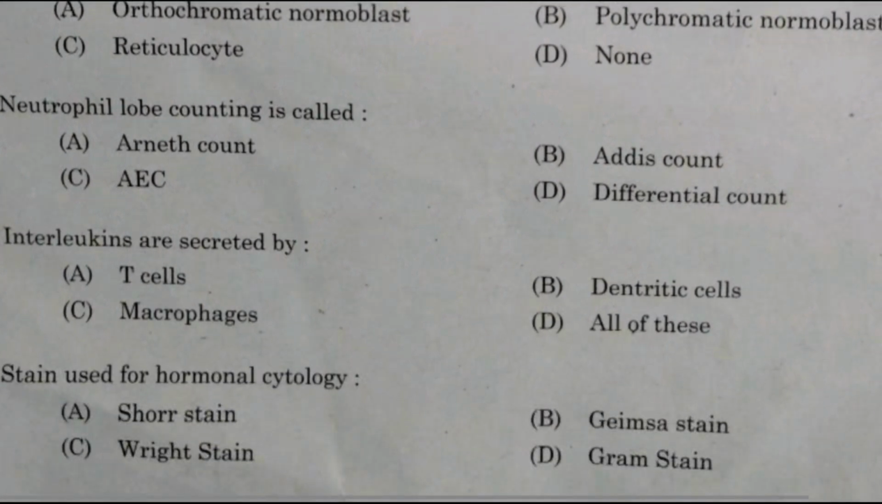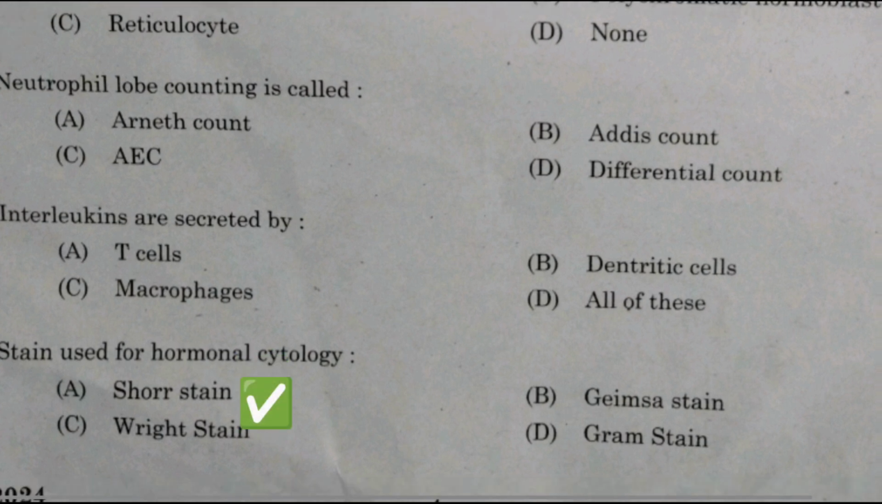Next one. Interleukins are secreted by. Interleukins are secreted by T cells, dendritic cells and macrophages. So the right answer is option D, all of these. Next one. Stain used for hormonal cytology. Right answer option A, Shore stain.